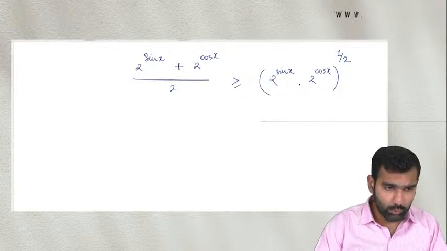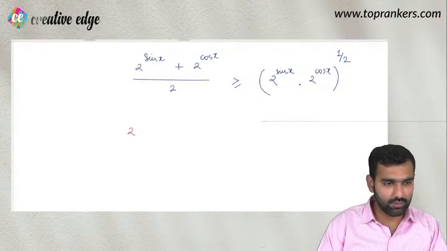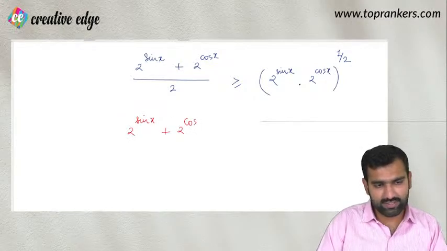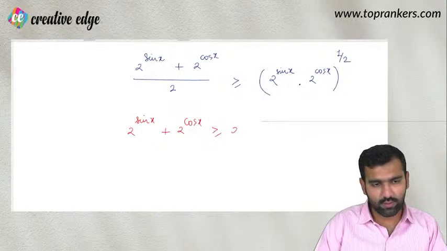This denominator wala 2 I'm taking there. So this is what we have, 2 to the power sin x plus 2 to the power cos x. And that's exactly what we are trying to get. Is greater than equal to 2 times something.